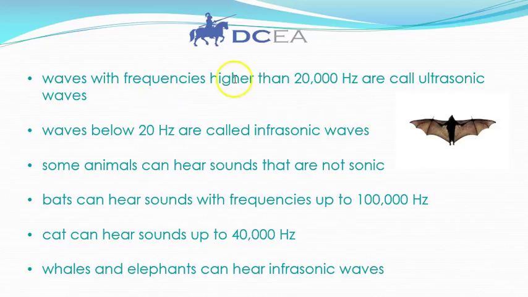Waves with frequencies higher than 20,000 Hz are called ultrasonic waves. Waves below 20 Hz are called infrasonic waves. Some animals can hear sounds that aren't sonic. As an example, bats can hear sounds with frequencies up to 100,000 Hz. A cat can hear sounds up to 40,000 Hz. Whales and elephants can hear infrasonic sounds.